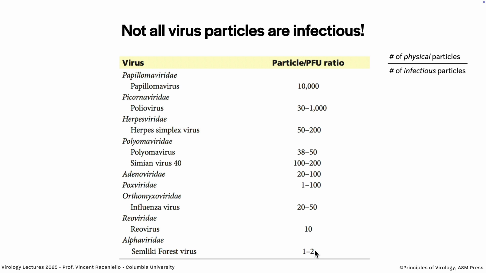And so the best on this table is Semliki Forest virus, for which almost every particle is infectious. So the particle to PFU ratio is between 1 and 2. But you can see for other viruses, it varies widely. For polio, it's between 30 and 1,000, and for papillomaviruses, it's 10,000. So only 1 in 10,000 particles is infectious. That's crazy, right? It can complicate experiments because you don't know if the effects that you observe have anything to do with infectious particles or not.